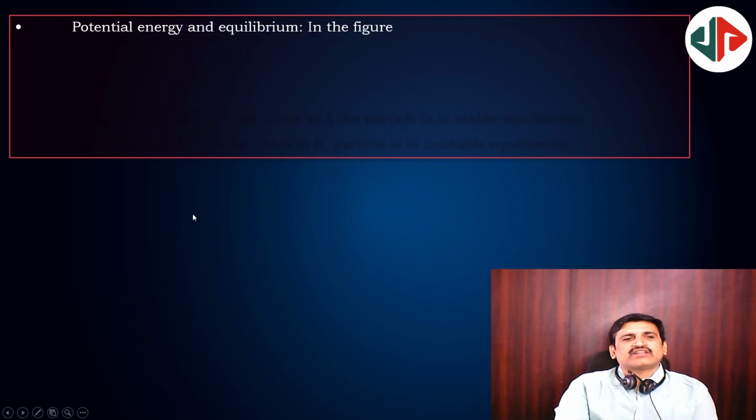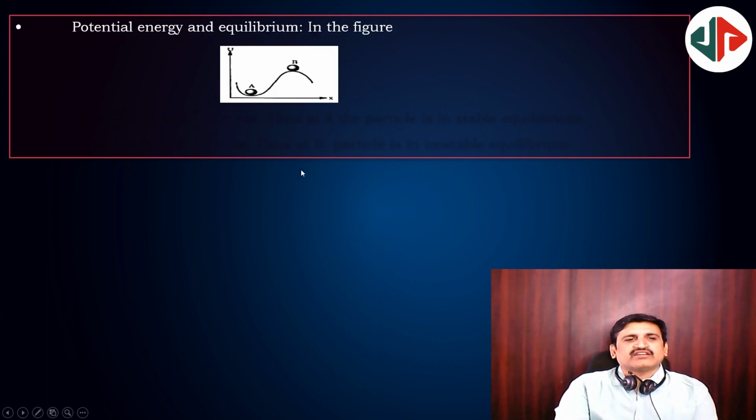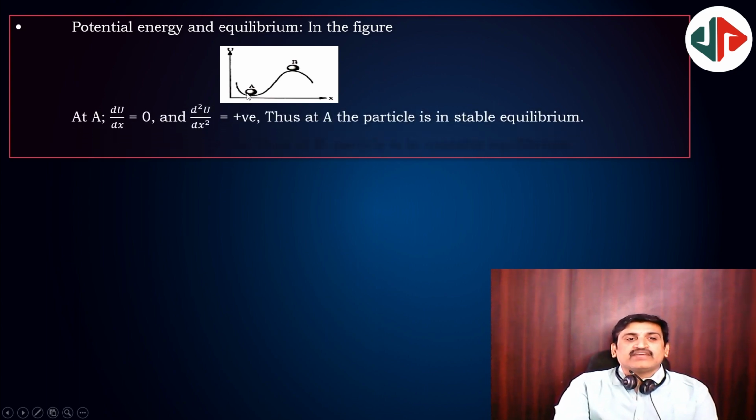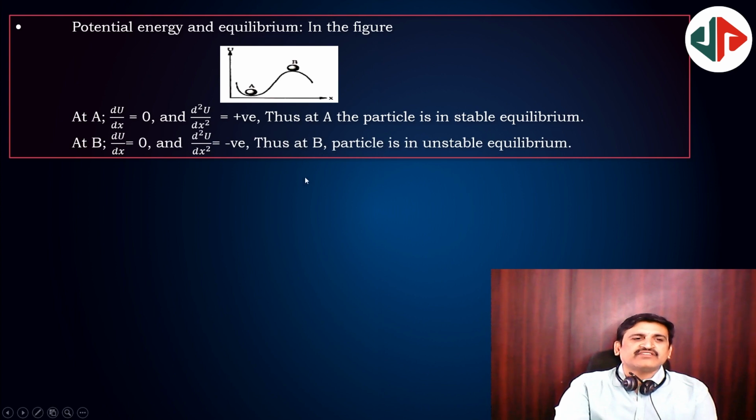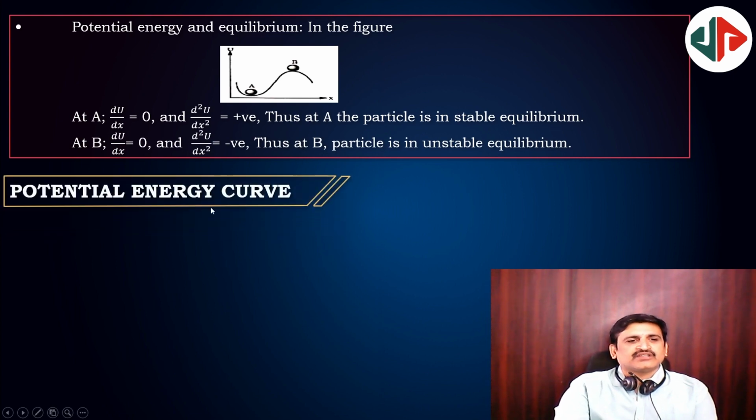Next, potential energy and equilibrium in the figure. For detailed lectures, you need to watch our lesson lectures. Okay, this is a brief review. Potential energy and equilibrium in the given figure: the A position is which type of equilibrium? At A, d square u by dx square is positive and it has minimum potential energy, so stable equilibrium. And B has maximum potential energy and is unstable equilibrium. Yes, d square u by dx square is negative in this case. Next, potential energy curve.